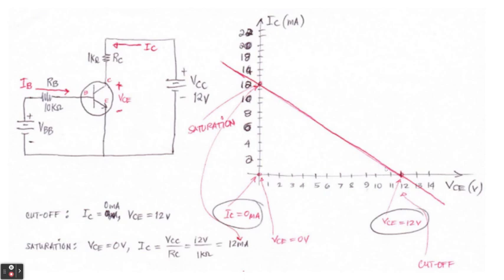Now, if you want to put your Q point or the operating point, then you have to calculate IC first and then calculate VCE, and whatever your answers are for the IC and for the VCE, that will be your Q point.